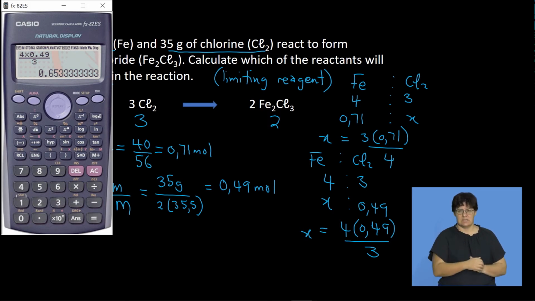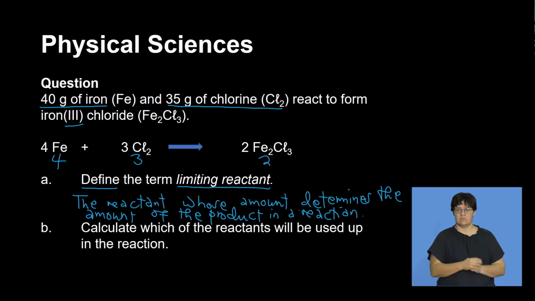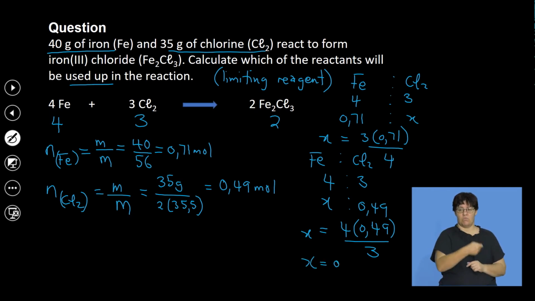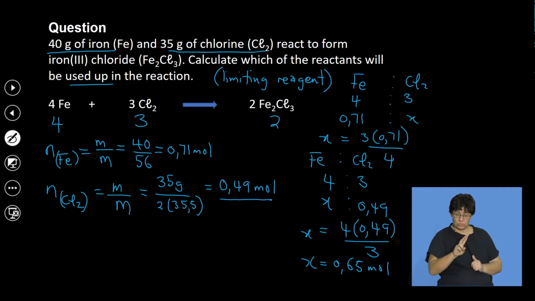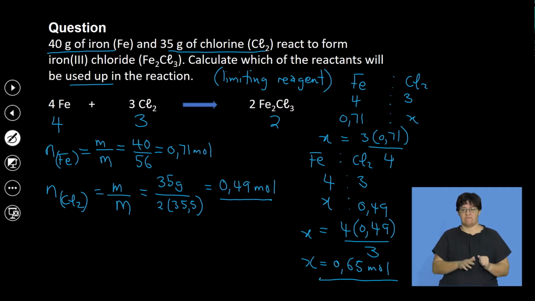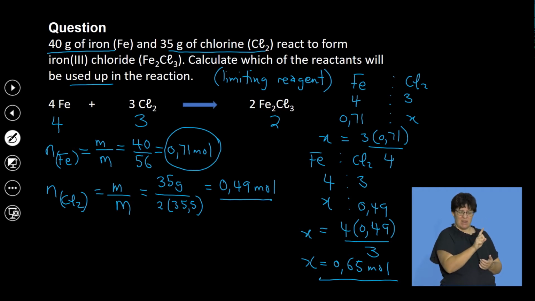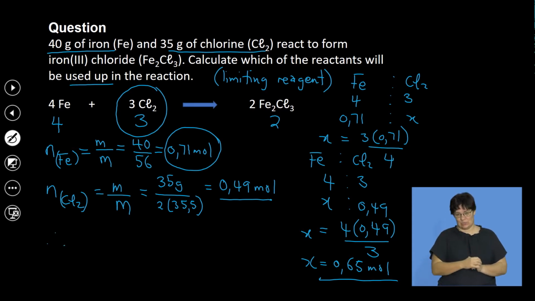Now, what are we saying? We are saying X is equal to 0.65 mole, right? We are saying that if all the 0.49 of chlorine reacts, how much of iron is needed? It's 0.65. How much of iron did we have? We've got 0.71. It means all the chlorine will react, and some of this 0.71 moles will react, and some of it will be left. So in other words, chlorine is our limiting reagent. Therefore, chlorine gas is the limiting reagent, right?